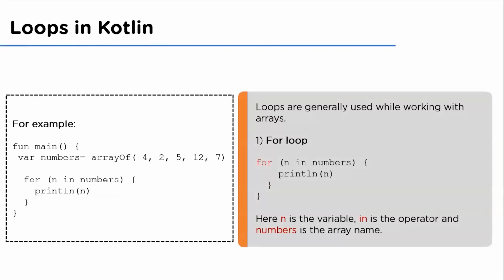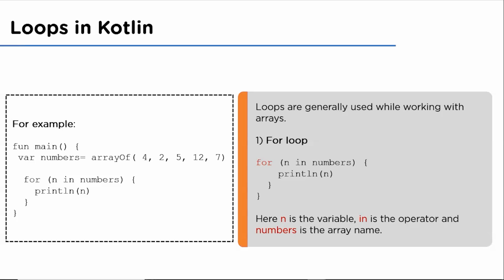Loops are used to iterate through the different parts of program, for example, arrays and ranges, several times. It is a set of instructions which keeps on repeating until a certain condition is met. It is generally used while working with arrays. In Kotlin language, the for loop is a bit different to that in Java.